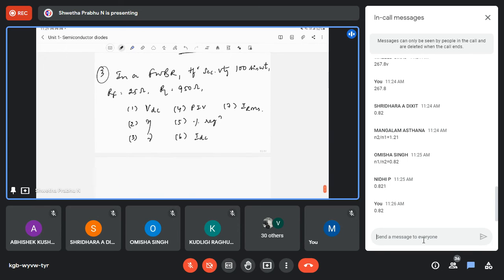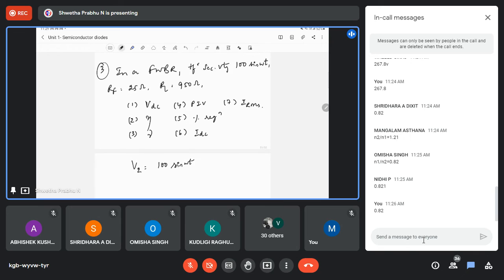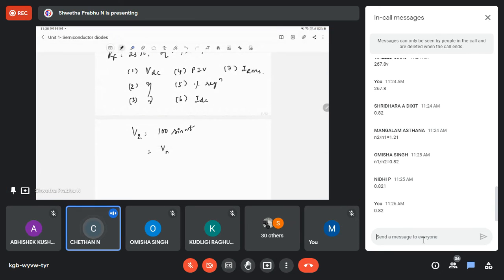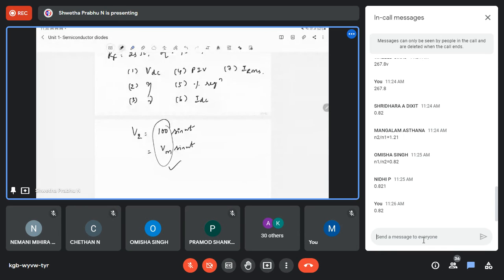So here, the secondary voltage they have given, that is V2 equals 100 sine omega t. What do you mean by this? How do you represent V2? Vm sine omega t. Correct. So Vm value is 100. Did you understand? So directly you can consider Vm to be equal to 100 and then proceed.